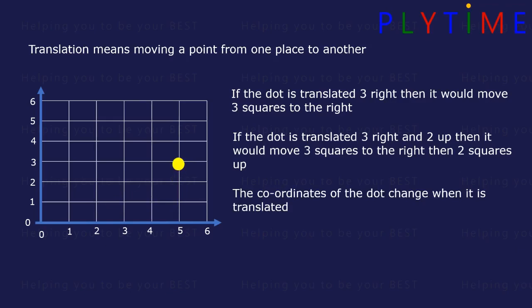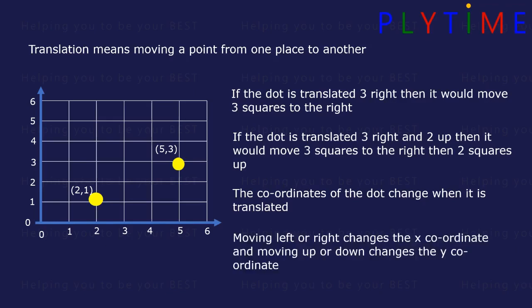The coordinates of the dot change when it's translated. They started as (2, 1), and when it was translated, they changed to (5, 3). Moving left or right changes the x coordinate, and moving up or down changes the y coordinate.